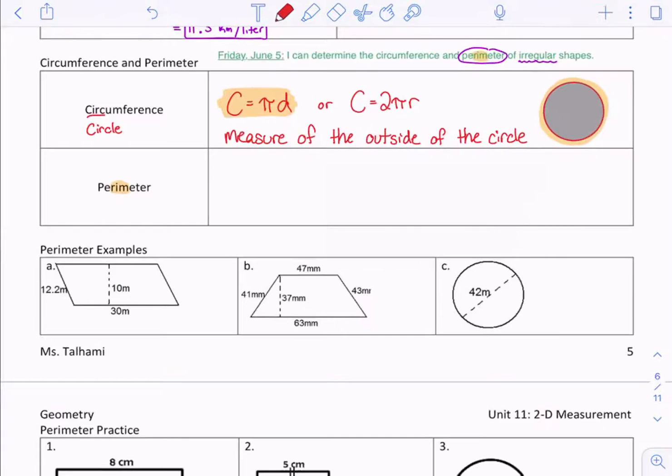And then before, we're saying perimeter. So perimeter is the measure of the outside. So the rim is the way you remember it. And when she says measure of the outside, we're going to add all the sides, so all the length of the sides. Exactly.